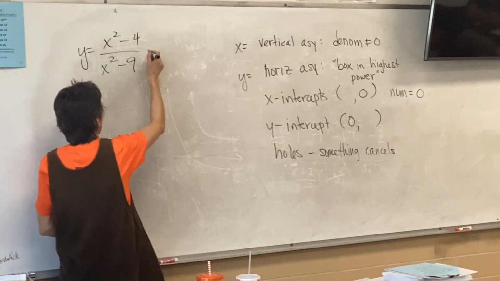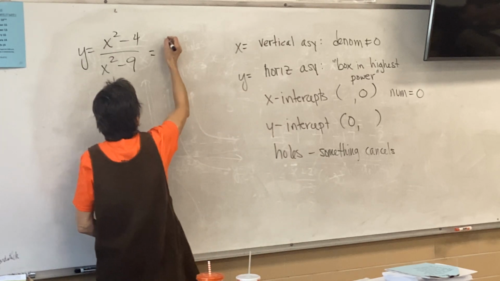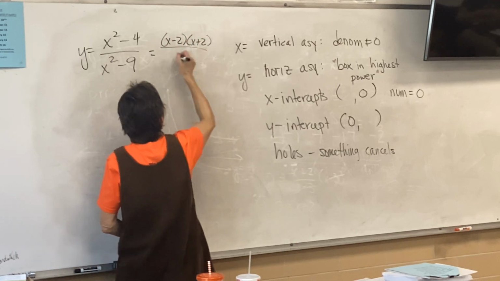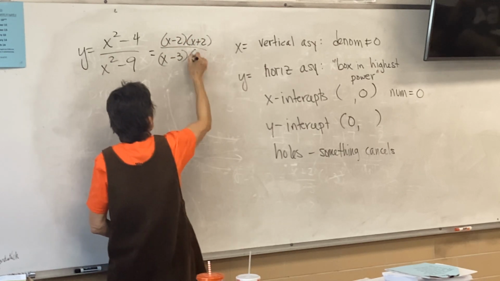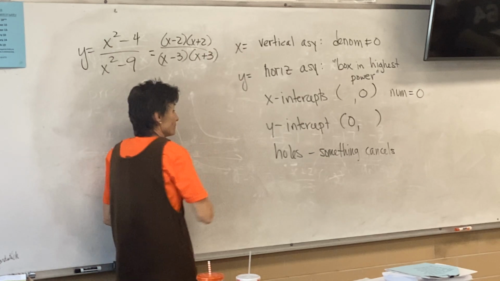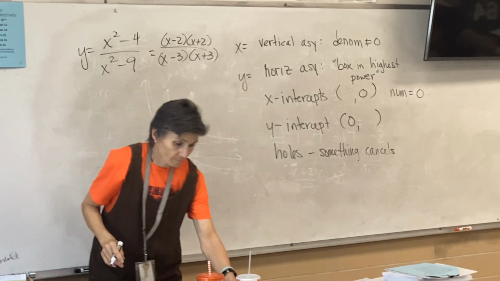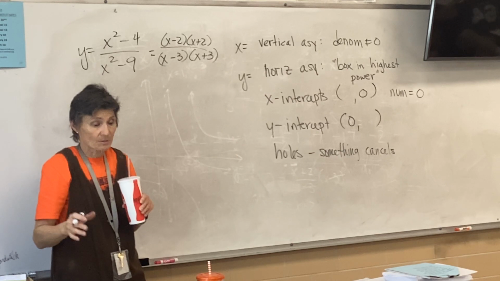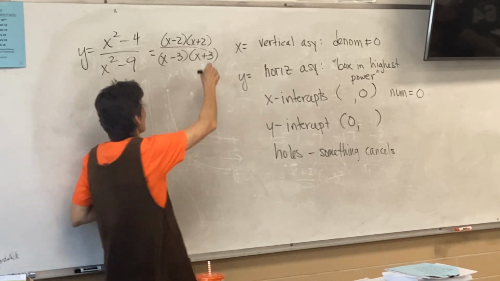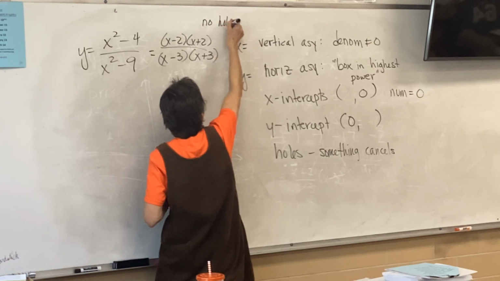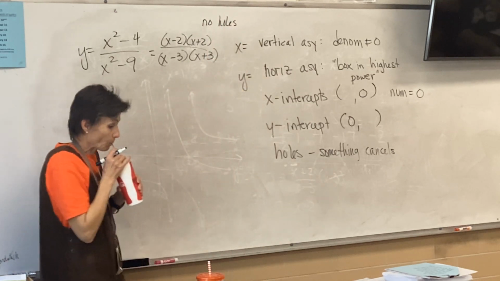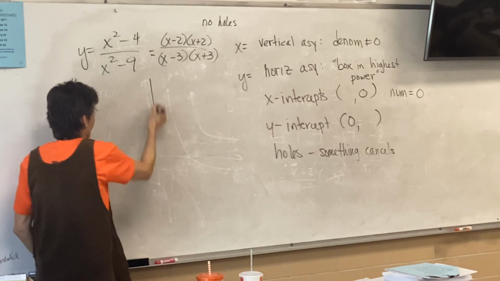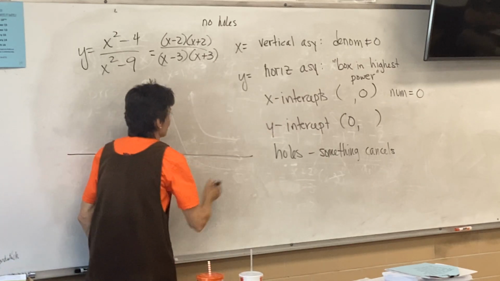So how does this thing factor? Difference of squares, top and bottom, over difference of squares. Nothing cancels. So I don't know if it's bad news or good news, but nothing cancels. So once again, we have no holes. All right, what do we have?